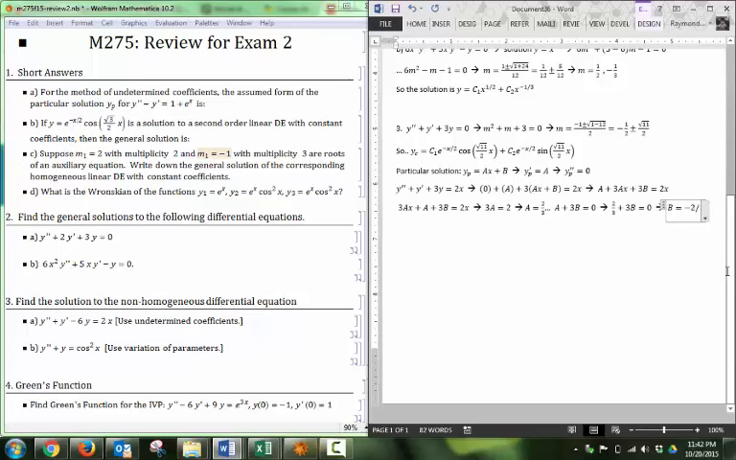So that should be our solutions, and we just need to string them up. Again, the y sub p is equal to this business over here. And then we found that a was equal to 2/3, and we found that b was equal to minus 2/9. And that's our particular solution.